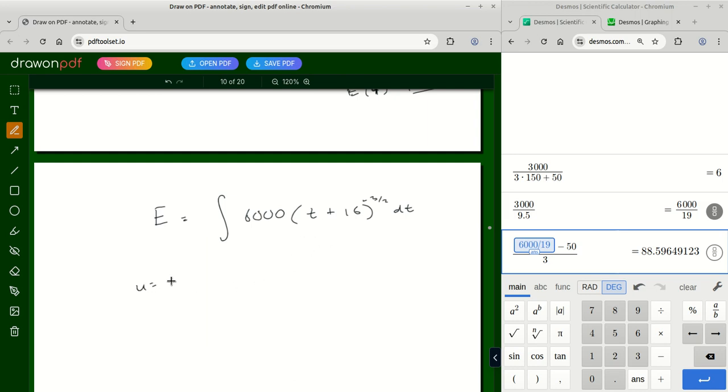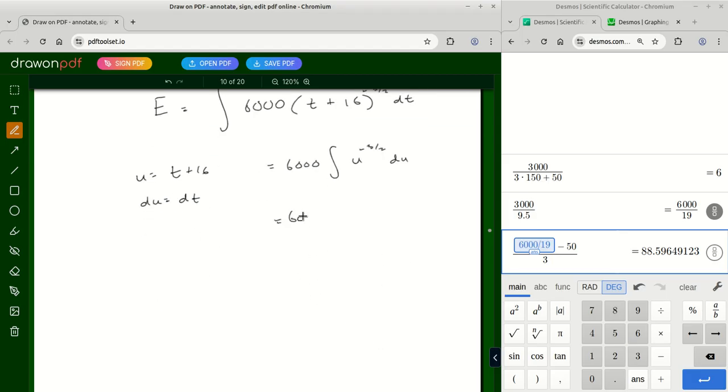So U is equal to T plus 16. DU is equal to DT. Pause. Again, this is a 1, so there's a 1 in the front. Doesn't really change anything. That's kind of interesting. It happens sometimes. So then I'm going to put the 6,000 in the front: 6,000 times the integral of U to the negative 3 halves du.